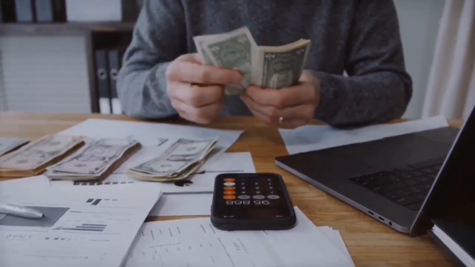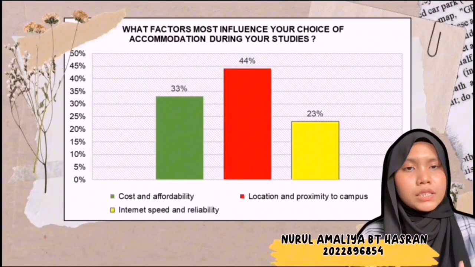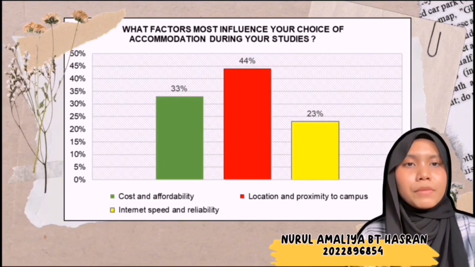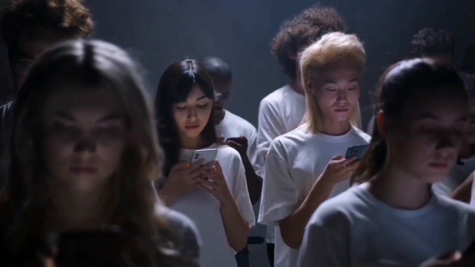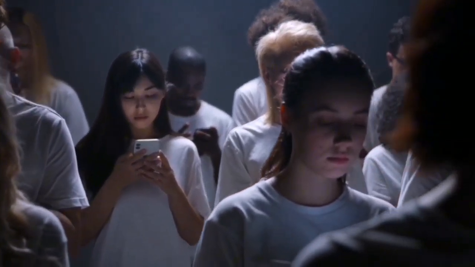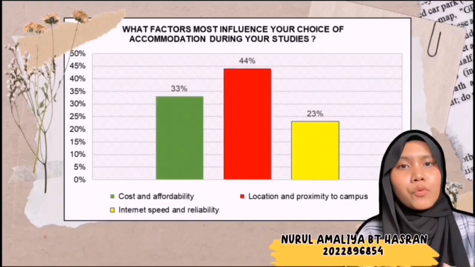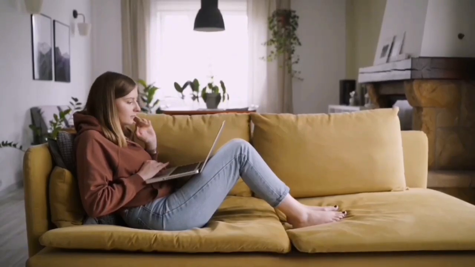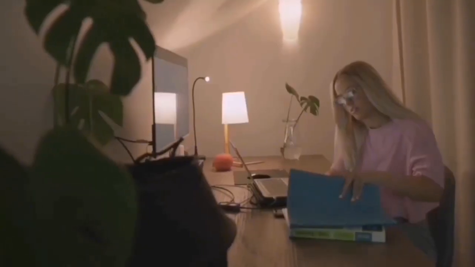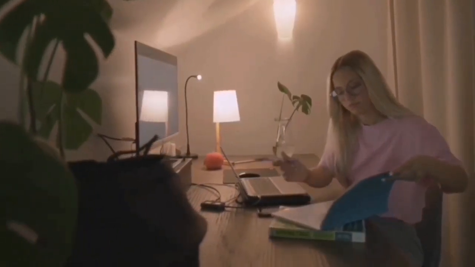This is because a lot of students often struggle with tight budgets, because some of them might be receiving financial support from family, working part-time jobs, or taking out student loans to pay for their expenses. Lastly, a total of 23 respondents chose the answer internet speed and reliability as an appropriate response. When selecting accommodation, especially when it comes to online learning, research, and communication, students frequently consider internet speed and stability to be important factors.